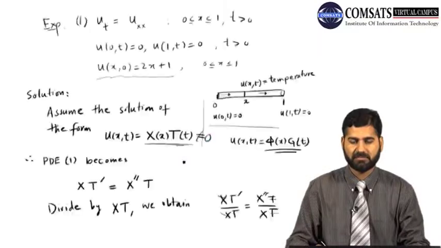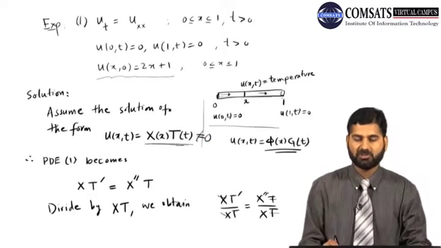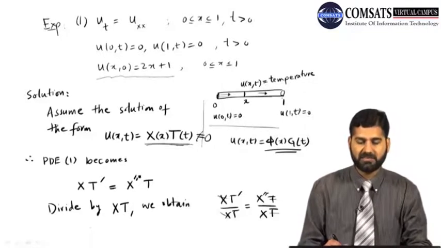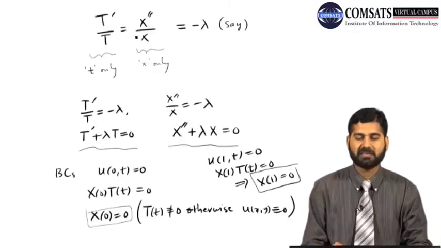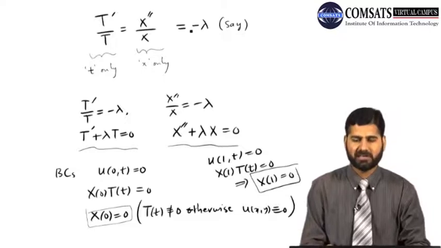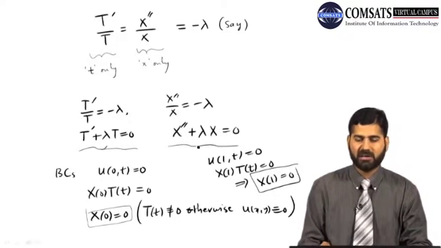Step by step. First of all, you assume the solution of the form, this product solution, replace it, and divide by XT to get these variables separated. After getting this, you can call it plus lambda or minus lambda, it's your choice. In practice, we take minus lambda. So I got one ODE and one second order ODE.